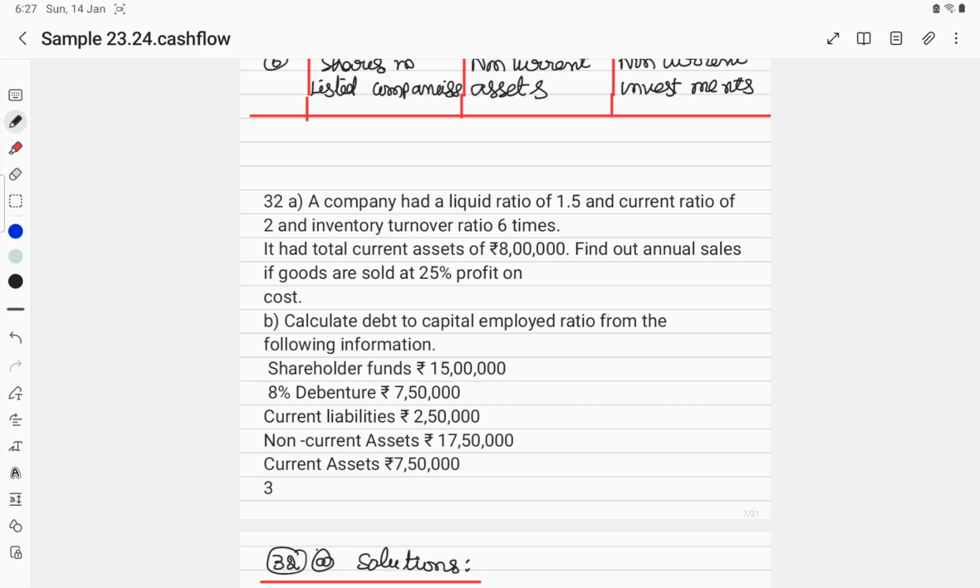Question number 32A. A company had a liquid ratio of 1.5 and current ratio of 2 and inventory turnover ratio 6 times. It had total current assets of rupees 8 lakh. Find out annual sales if goods are sold at 25% profit on cost.